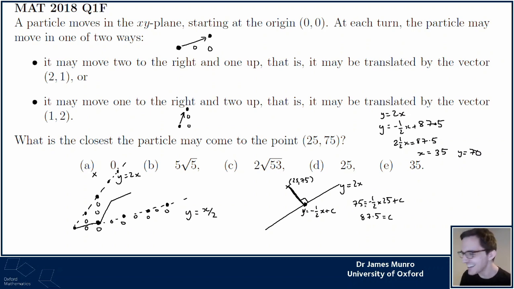So at this point it's something we can get to, and it's the point where the perpendicular meets the line y equals 2x. Okay, so this is looking pretty good as my candidate for the closest point. Let's work out its distance.